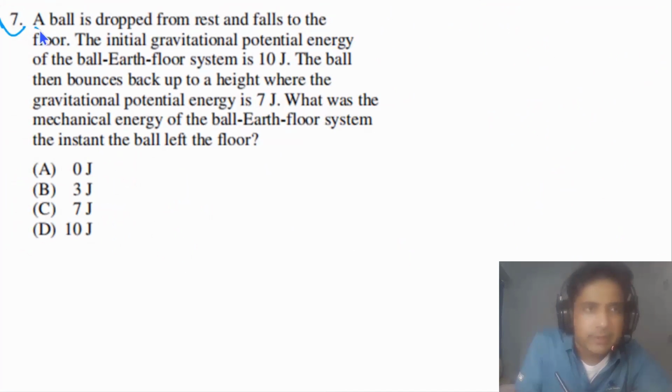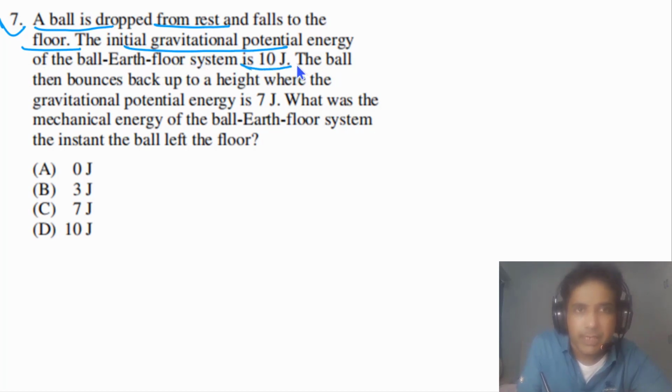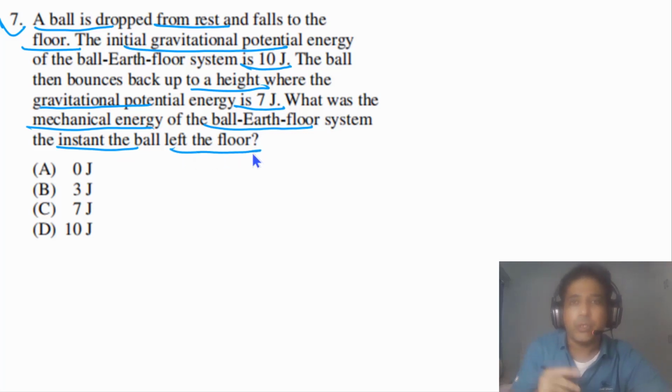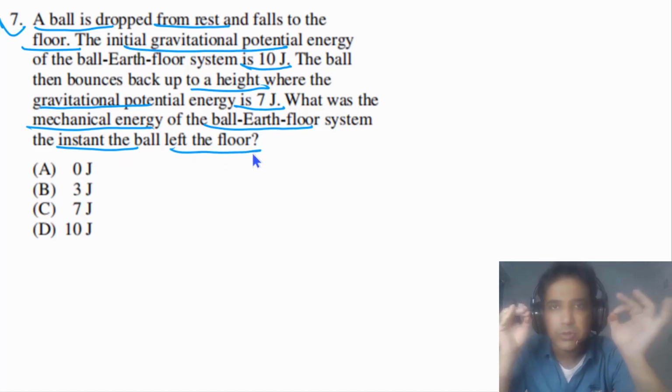Question number 7 says a ball is dropped from rest and falls to the floor. The initial gravitational potential energy of the ball-Earth-floor system is 10 joules. The ball then bounces back to a height where the GPE is equal to 7 joules. What was the mechanical energy of the ball-Earth-floor system the instant the ball left the floor? So, a very simple question, just a little bit tricky.